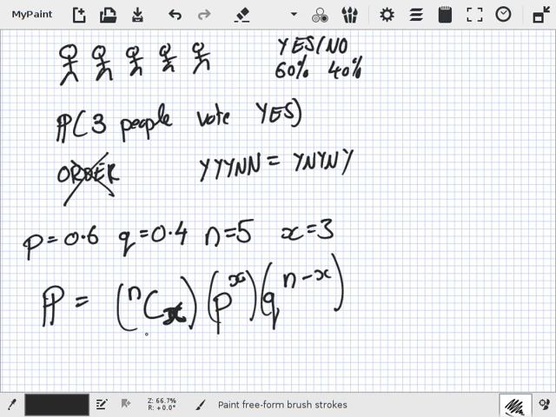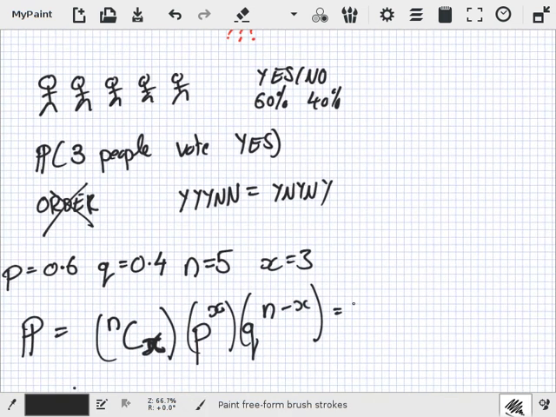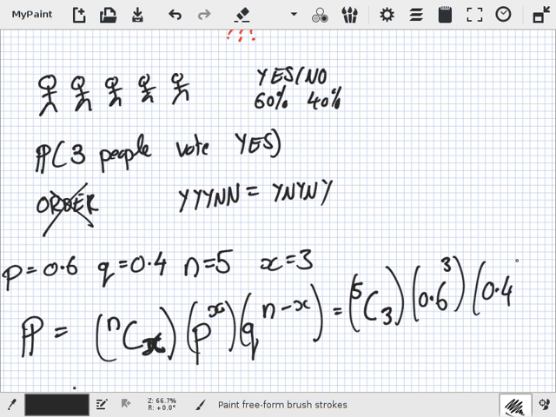Now, this formula is in the formula book. So in this example, it would be 5C3 times 0.6 to the power 3 times 0.4 to the power, what's the last power here? 2. Yeah. Now you have your calculator, and I'm trying to get on my laptop. Could you practice typing this in on your calculator? You have a science calculator on this.